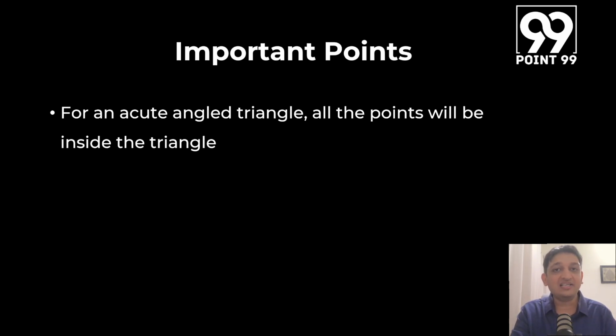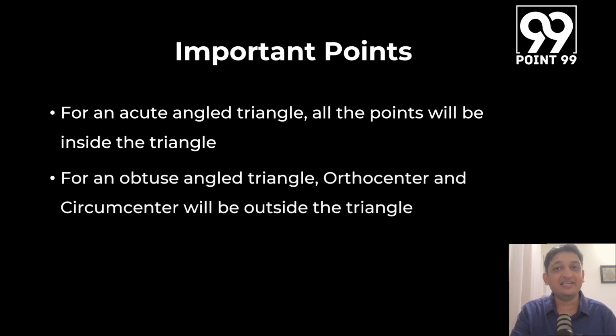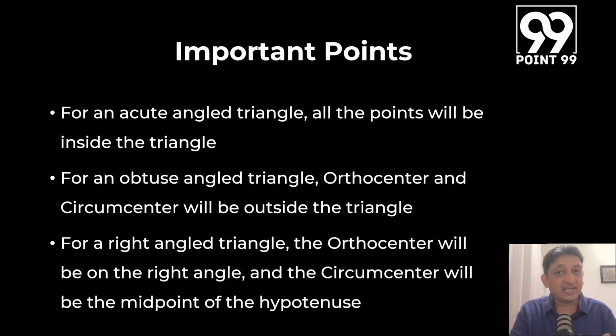In terms of the important points and the constructions we had done, for an acute angled triangle all the points will be inside the triangle: the orthocenter, the centroid, the circumcenter and the incenter. For an obtuse angled triangle, the orthocenter, the point of intersection of all the altitudes, and the circumcenter will be outside of the triangle. For a right angled triangle, the orthocenter will be the vertex of the right angle, and the circumcenter, as we saw earlier, will be the midpoint of the hypotenuse, so the circumradius will be half the length of the hypotenuse.